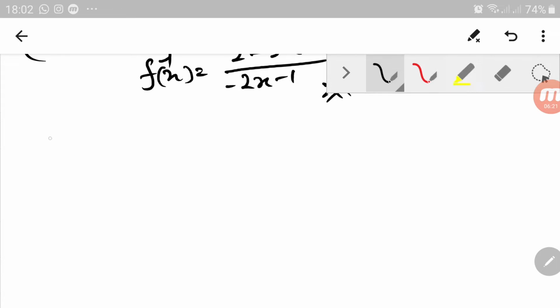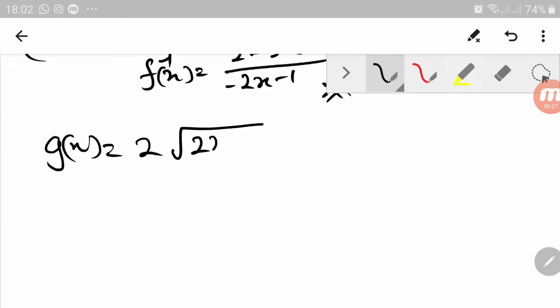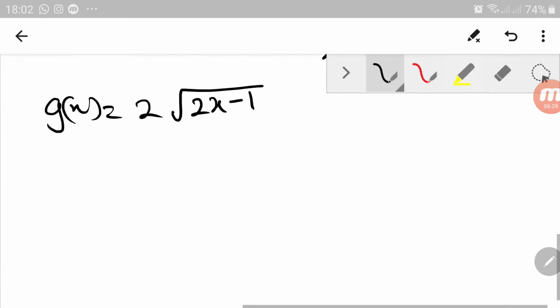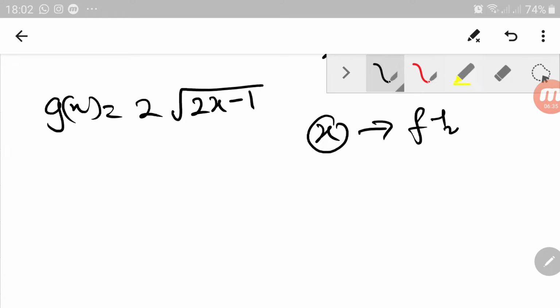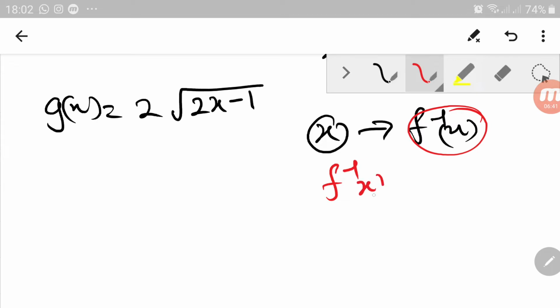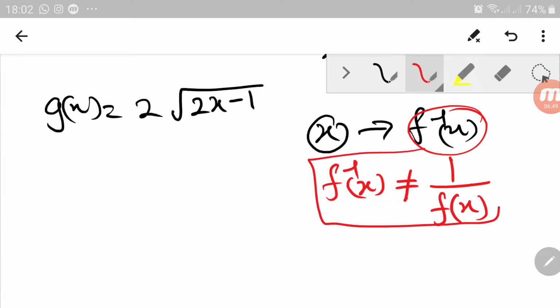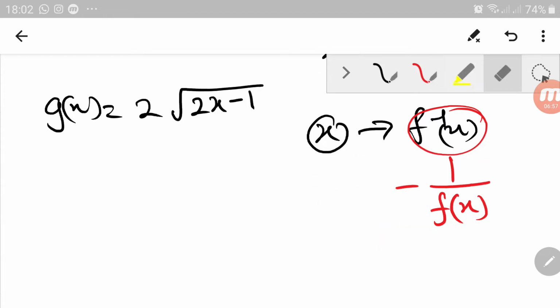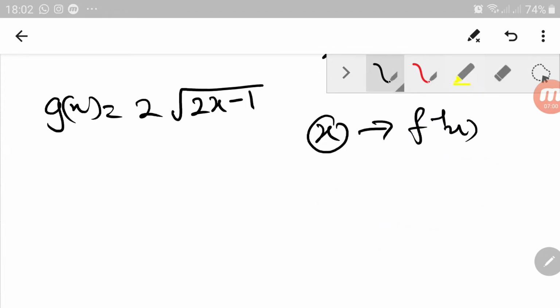What else? Third, g(x) equals two thirds, 2x minus 1. Now the first step, x becomes g inverse. Also I want to share with you that f inverse x is never 1 over f(x). Sorry, this is wrong. Wrong. I rub it off because I don't want you to remember.